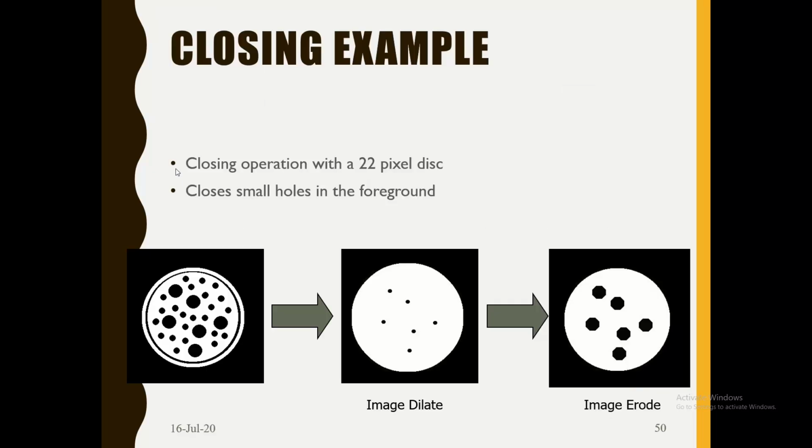Now you can clearly see this one is a closing operation with a 22 pixel disk. So first we have to dilate. What will dilation do? It will expand and also remove these smaller holes. Since we have taken a 22 pixel disk, the size of this one might be greater than 22 pixels, so it has not been completely dilated. And after that we eroded, so only these pixels are eroded. So we completely remove these smaller holes.